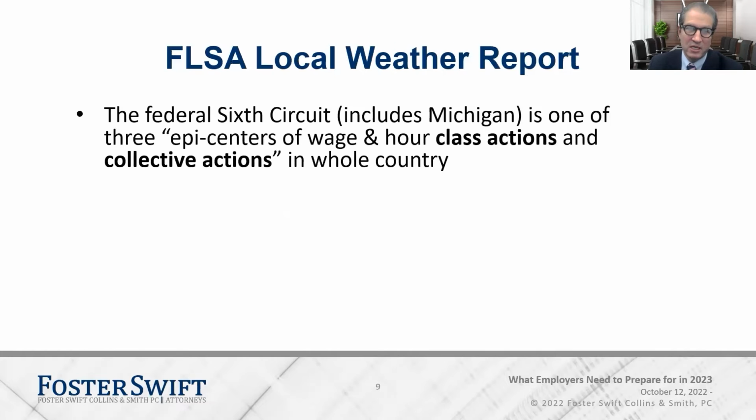So Michigan is in what we call the Sixth Circuit, which is a group of states the whole country is split up into these regions. We're in what's called the Sixth Circuit for purposes of federal courts. The Sixth Circuit is one of the three epicenters of wage and hour class actions and collective actions in the whole country. So forget about the national forecast for a minute. What's happening regionally? Real reason for concern that these class actions are landing in the Sixth Circuit, which includes Michigan.